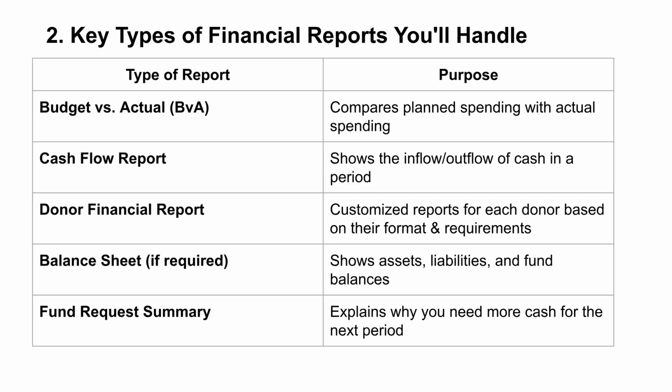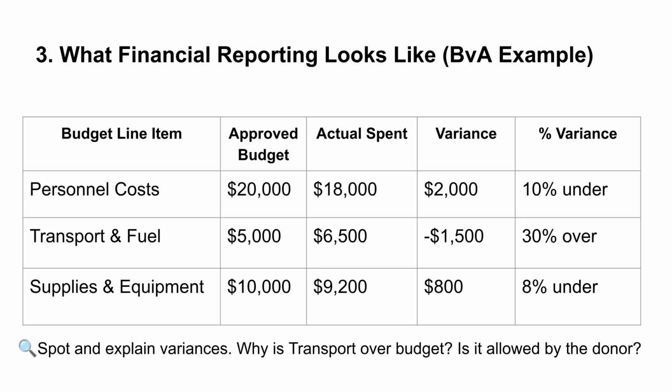You will handle several key reports, including Budget versus Actual, or BVA, which compares planned versus actual spending. Other essential reports include the Cash Flow Report and customized donor financial reports. Here is an example of a BVA report. Notice the variance column. It is critical to spot and explain why certain line items, like transport, are over or under budget, and ensure donor rules are followed.